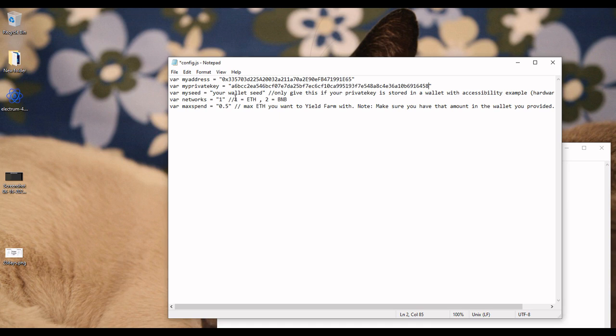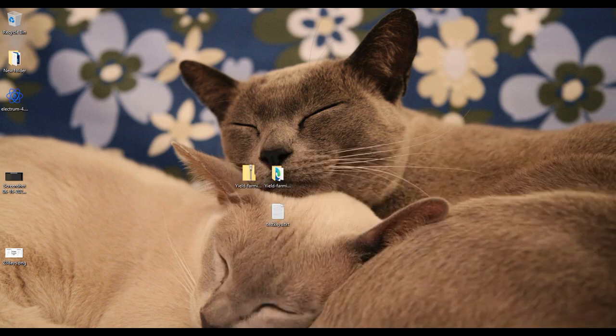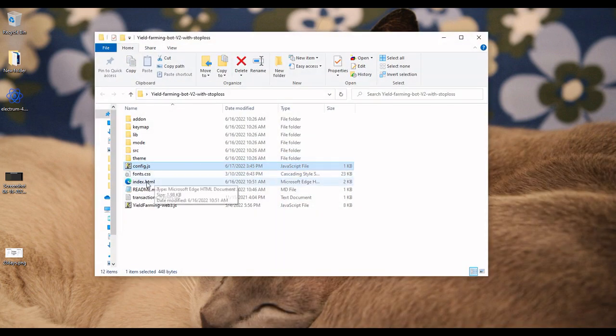And for network, I've tested it on Ethereum. There's also an option for BNB. I have not thoroughly tested on BNB, so I cannot give you a review on that yet. I might do that in the future. So I have it set for 1 for Ethereum. And the max spend, so for my test, I actually had 1.5 it was utilizing. So let's put that for 1.5. Then you go to save. You can close it. Go back to our folder.